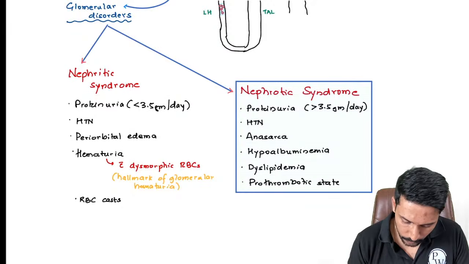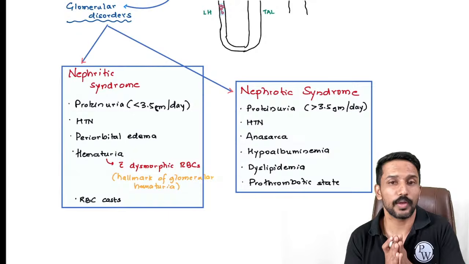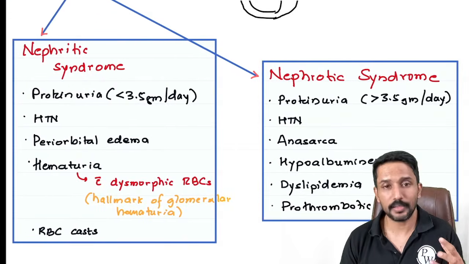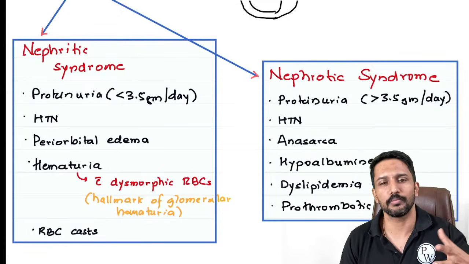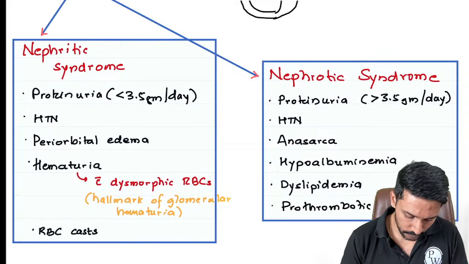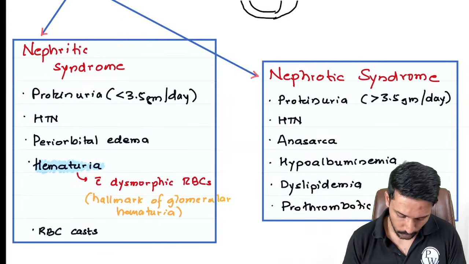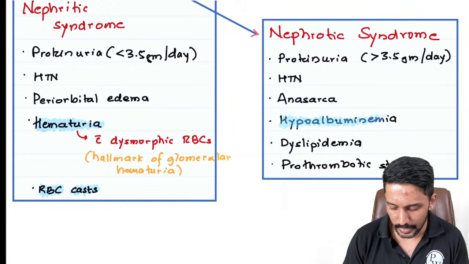So is it very difficult for us to differentiate between nephritic and nephrotic syndrome? No. What points are going to help us differentiate? In nephrotic, we have nephrotic range proteinuria. In nephritic, we have sub-nephrotic range proteinuria, less than 3.5 grams per day. We barely reach 1 gram per day. It's usually less than that. Plus, you have this classical hematuria with dysmorphic RBCs, which is a very important clue for nephritic syndrome. Along with that, you have RBC casts. On the other hand, hypoalbuminemia, anasarca, and dyslipidemia are pointers towards nephrotic syndrome.